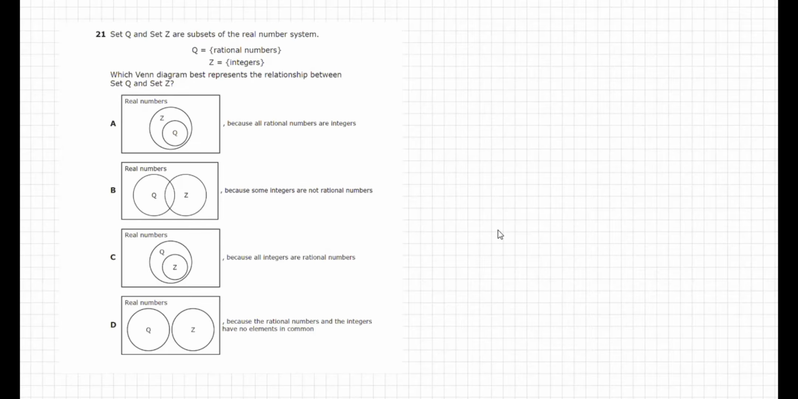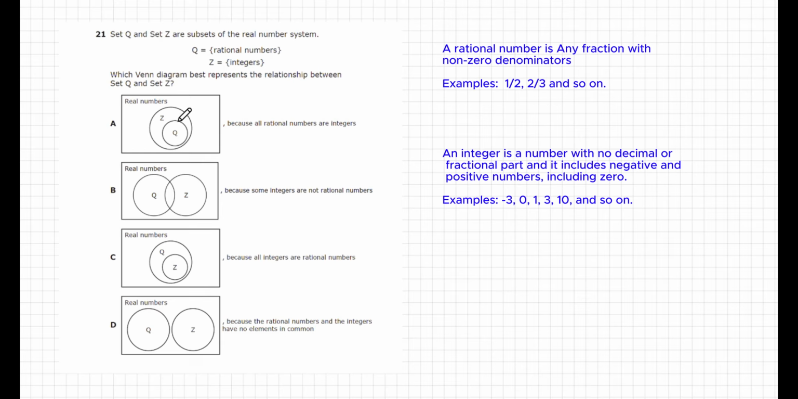Question number 21. Which Venn diagram best represents the relationship between set Q, rational numbers, and set Z, integers? To find the answer, we need to understand the differences between rational numbers and integers. A rational number is any fraction with non-zero denominators. Examples: 1 over 2, 2 over 3, and so on. An integer is a number with no decimal or fractional part, and it includes negative and positive numbers, including 0. Examples: -3, 0, 1, 3, 10, and so on.